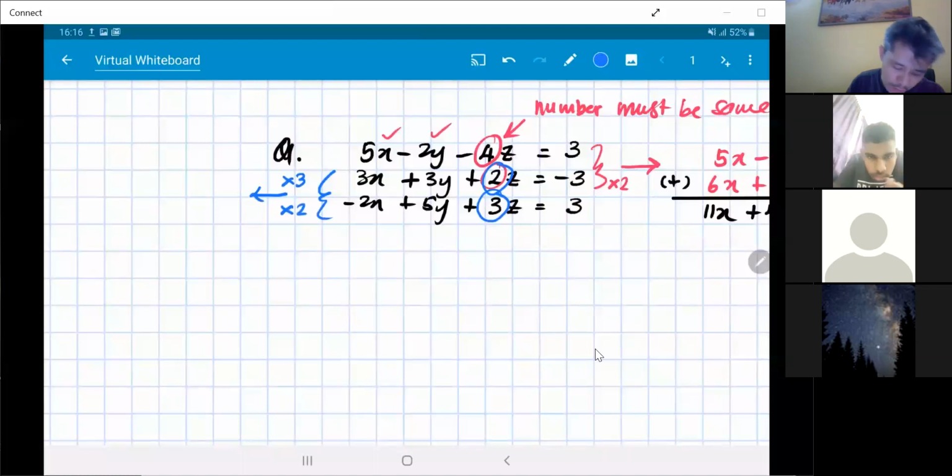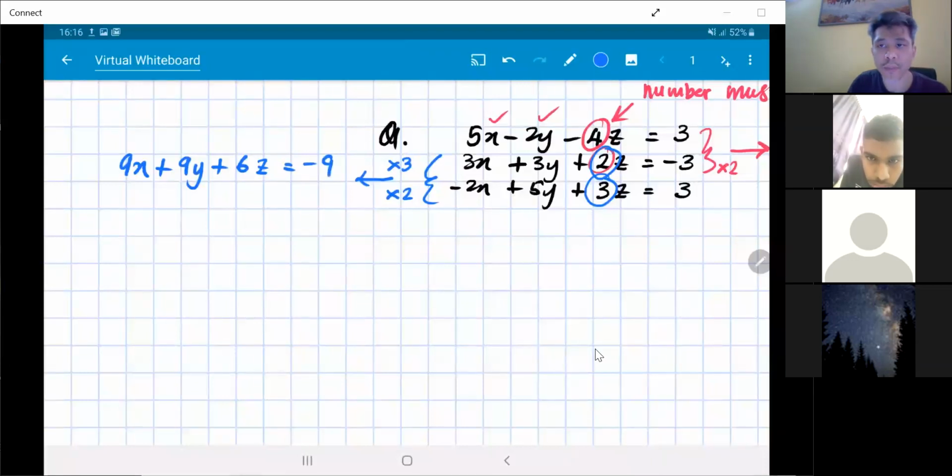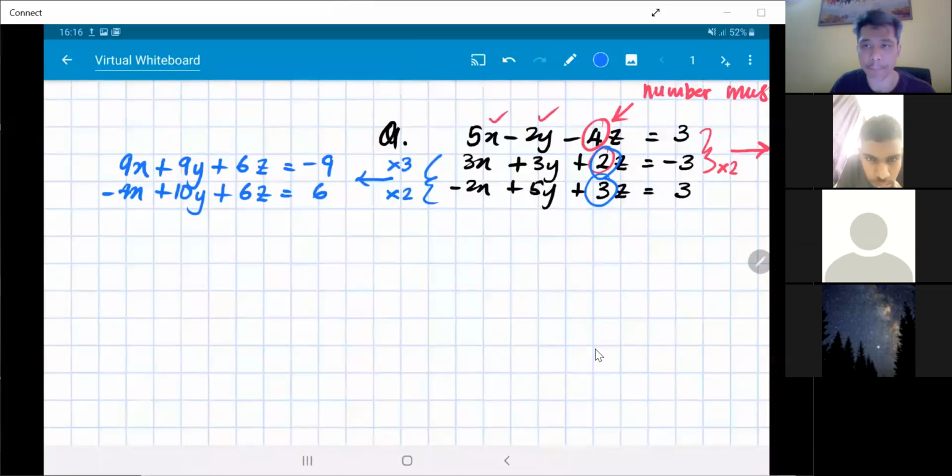So if that happens, my equation now becomes like this, times 3, so I got 9x plus 9y plus 6z equal to negative 3 times 3 is negative 9. Okay, the top row, the second equation. The bottom one pula, to make it become 6z, I times 2 pula, so negative 2x times 2 becomes negative 4x plus 5 times 2 is 10y, and then plus 6z equal to 3 times 2 becomes 6. Okay? Yeah. So now can you see the z numbers are the same?